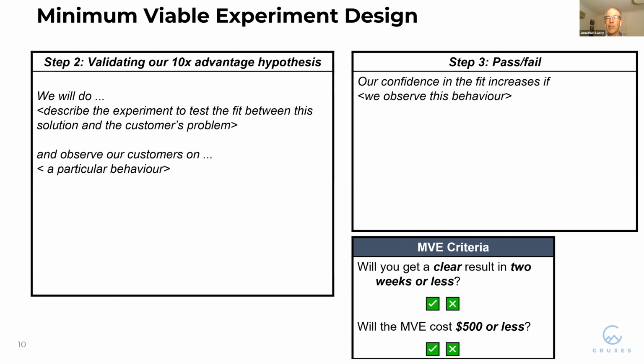So before we go into this, we define a kind of a pass-fail criteria. Our confidence in this fit will increase if we observe a particular behaviour. And we've really hit the jackpot if we can figure out a way to do this that we can do in a couple of weeks and will cost us a very small amount of money.